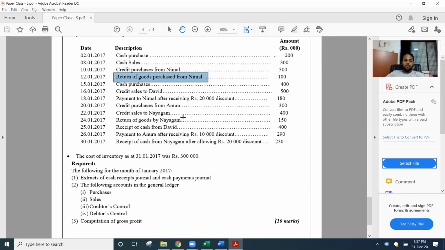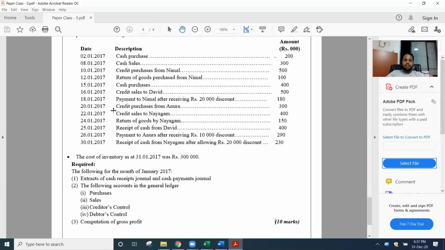And also return inwards. Return of goods by Nayagam means Nayagam is a customer, credit sales. So what we sold was returned by the customer. So we need a return inward journal or sales return daybook. Right, so let's draw cash receipt journal, cash payment journal, purchases return, sales return, purchases and sales.